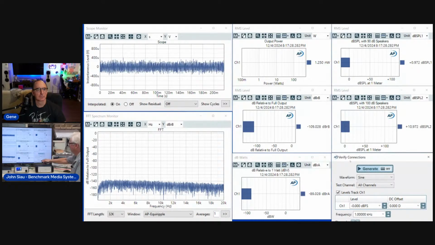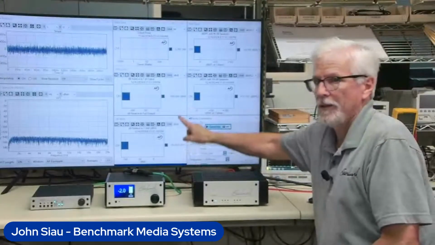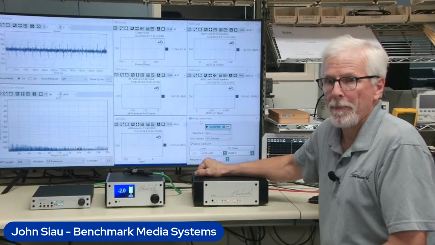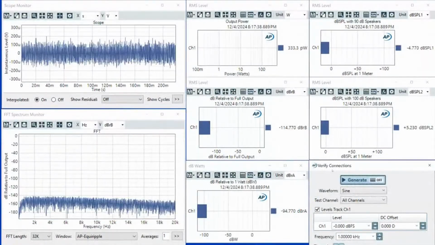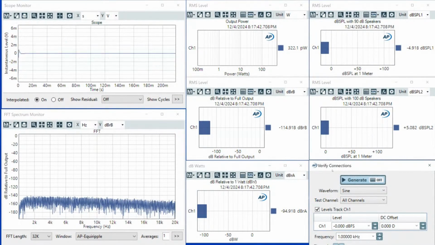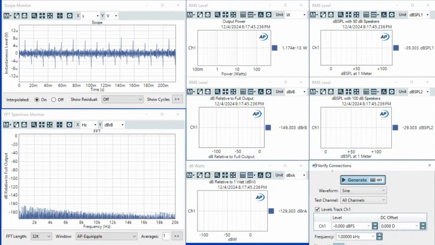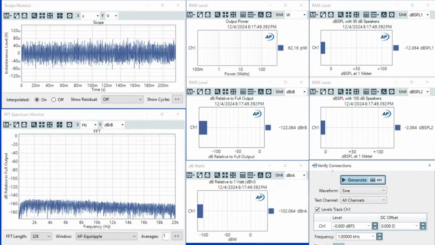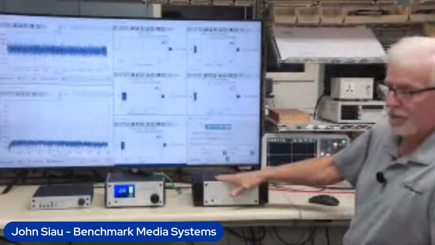Now, just to quickly show the difference, I'm going to mute the audio. It's muted right now. And watch this number, 109. If I go to medium gain, 115. Yeah, 115. And then low gain, 122. And it's not because the amplifier got noisier.